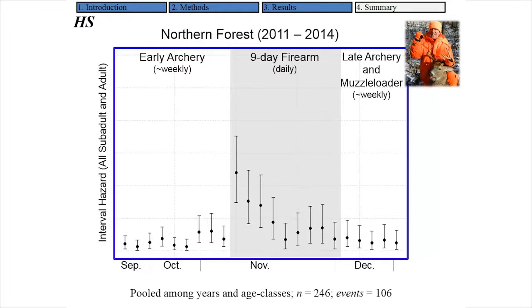I'm sure, and you can tell me if I'm wrong, that the public was told not to avoid harvesting the collared animals. But is there a way that you can evaluate whether there was some public bias in avoidance or propensity to harvest the collared animals?